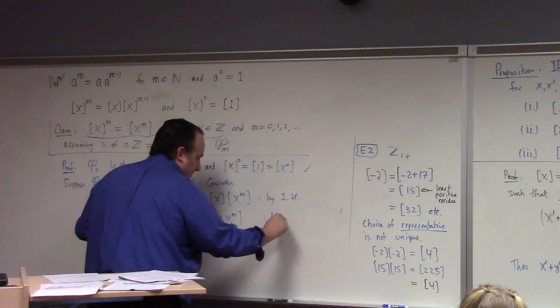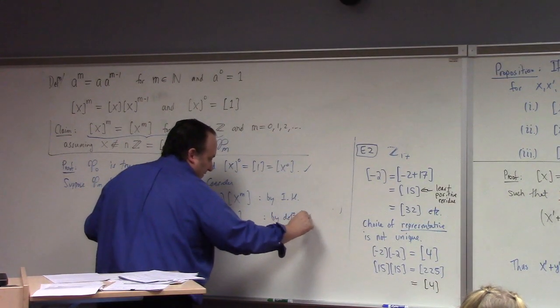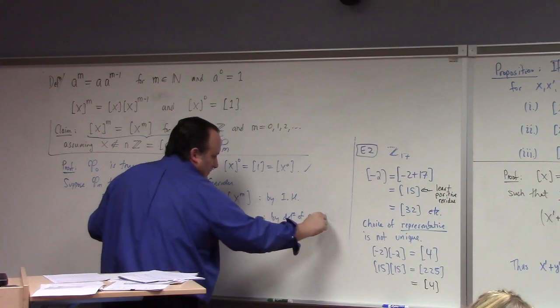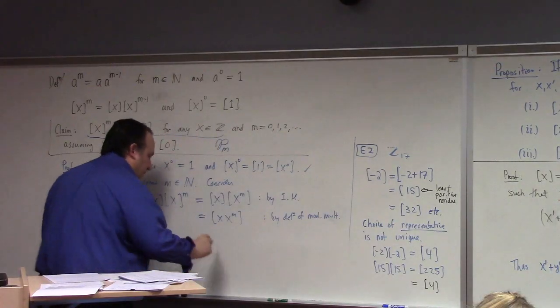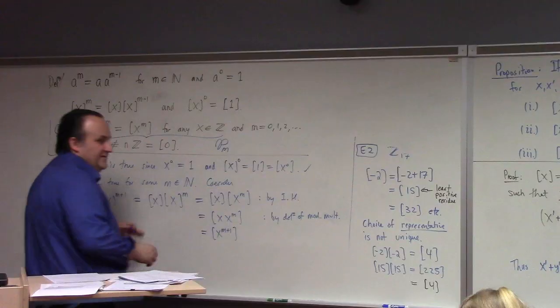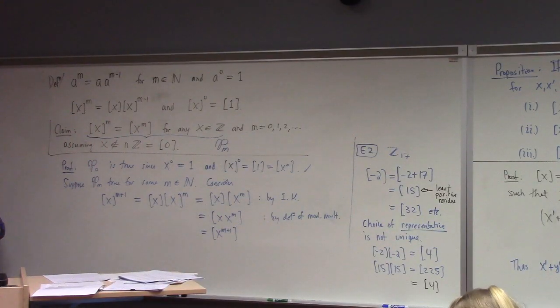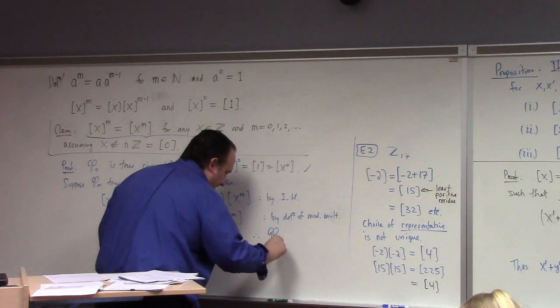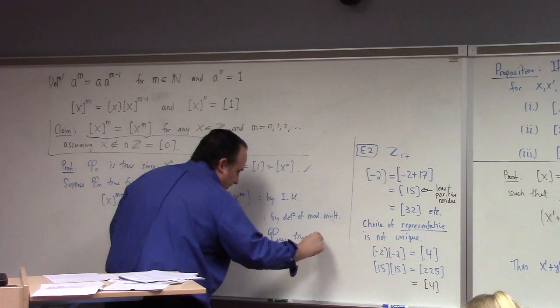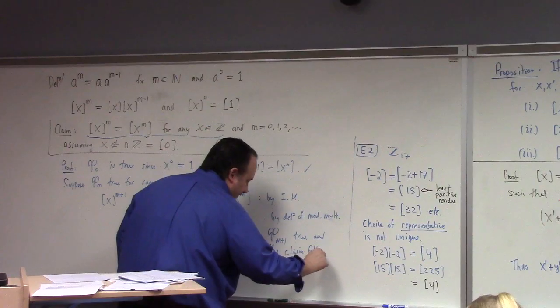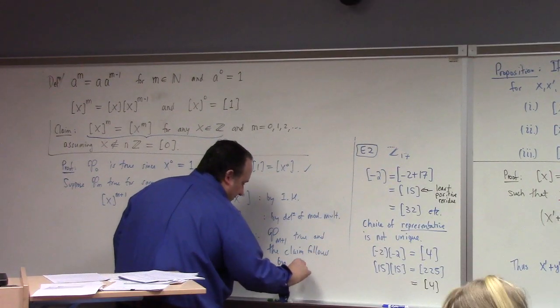Which then is x times x to the m by definition of modular arithmetic, modular multiplication, which is x to the m plus 1, right? By definition of exponents in the integers. Therefore, P(m plus 1) is true, and the claim follows by proof by mathematical induction.